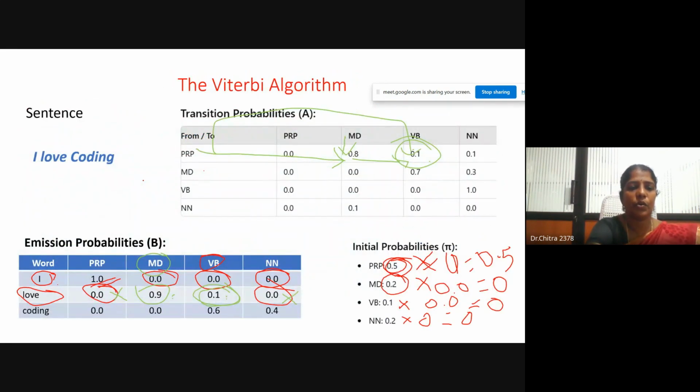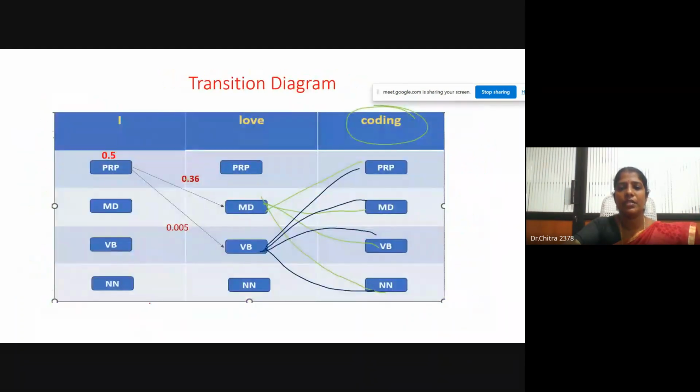The emission probability for coding is 0 for PRP and MD, so there is no possibility to move to PRP and MD. Coding is obtained only as a verb or noun. The probability for verb is 0.6 and for noun is 0.4. So there is no need to process for PRP and MD.